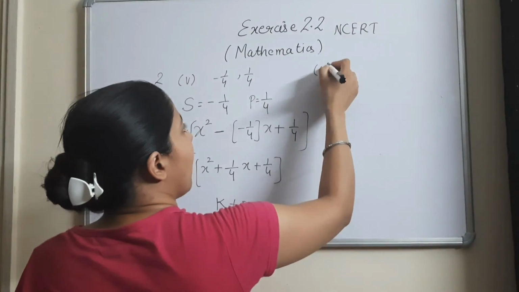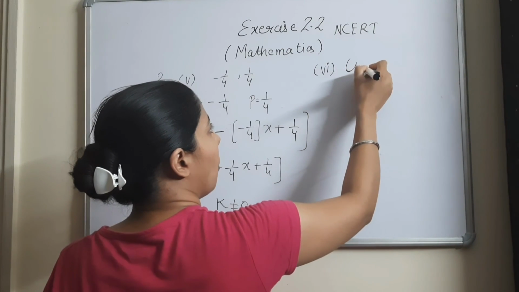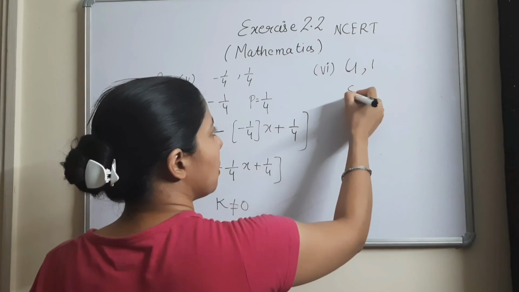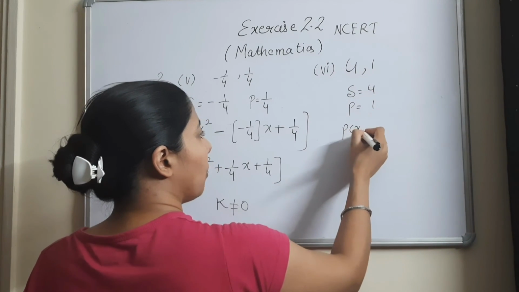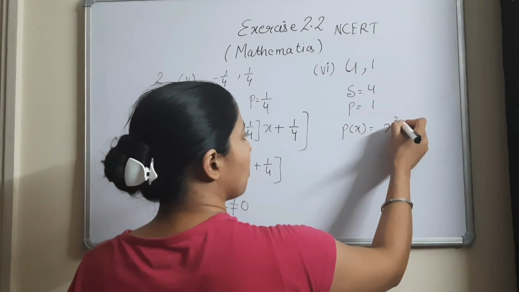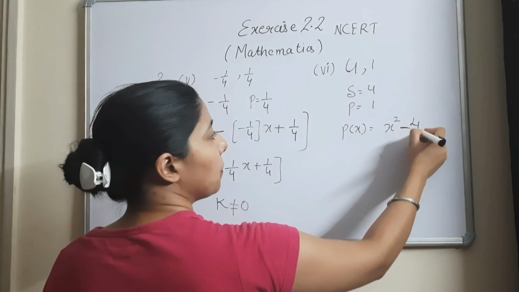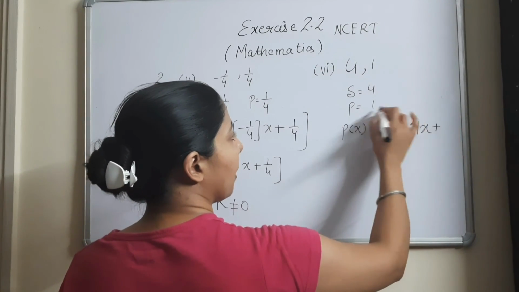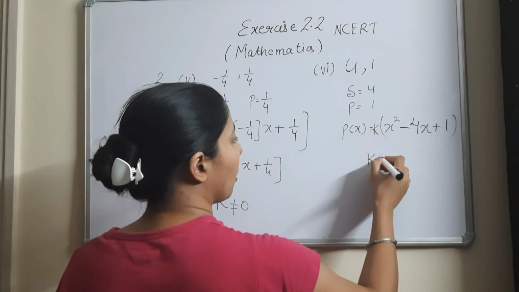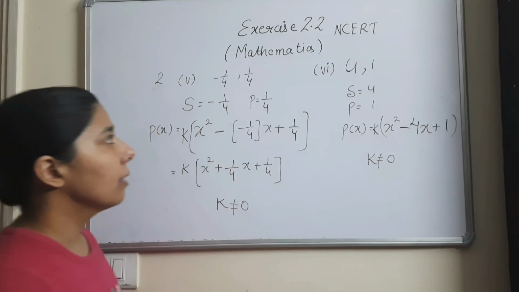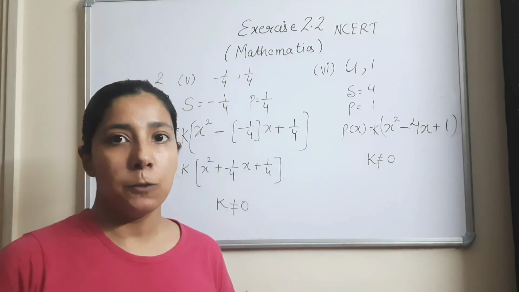Now the sixth part, which is 4, 1. So write it as sum is equal to 4 and product is equal to 1. So the required polynomial can be written as x square, put a minus and write down whatever sum is given to you, that is 4 and x, then plus whatever product is given to you, put them in brackets and write down k, and k is not equal to 0. So here we solved all the questions of exercise 2.2.